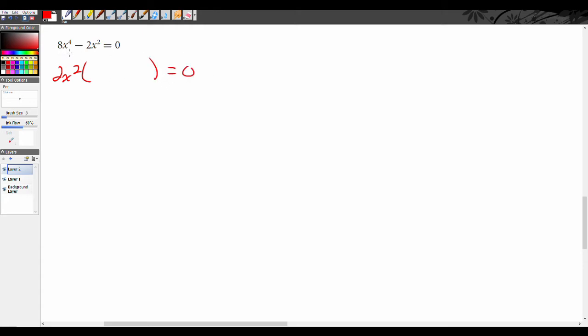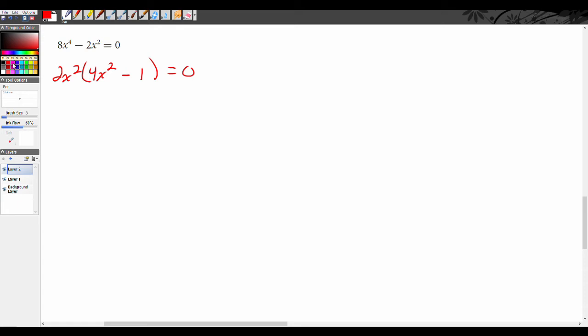so what is 8x to the 4th divided by 2x squared? And that's going to be 4x squared. And what is negative 2x squared divided by 2x squared? And that's going to be negative 1. So here now you see I have 2x squared times 4x squared minus 1 equals 0. Okay? And now I can take this 4x squared minus 1 and factor it as a special case, because 4x squared is a perfect square and so is 1.